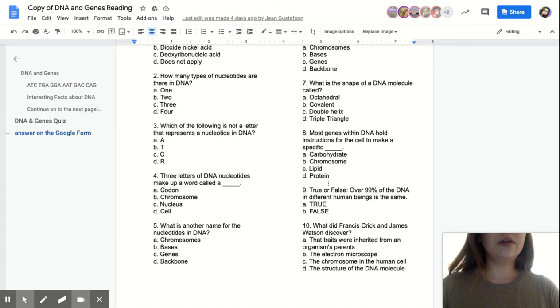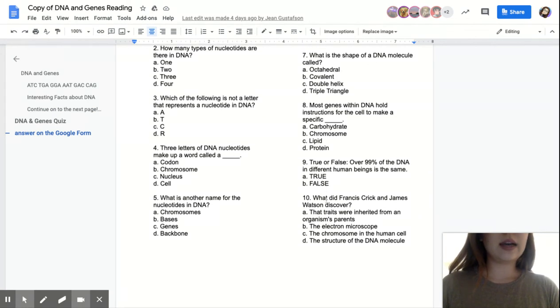8, most genes within DNA hold instructions for the cell to make specific carbohydrates, chromosomes, lipid, or protein. 9, true or false, over 99% of the DNA in different human beings is the same. 10, what did Francis Crick and James Watson discover? Is it that traits were inherited from organism parents, the electron microscope, the chromosome in human cells, or the structure of the DNA molecule?